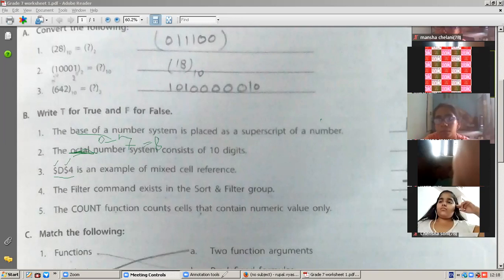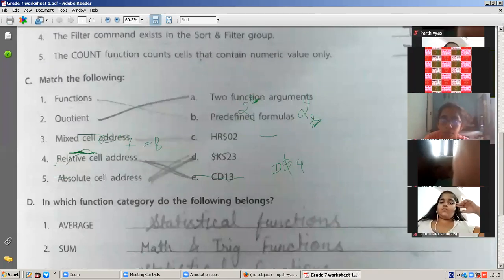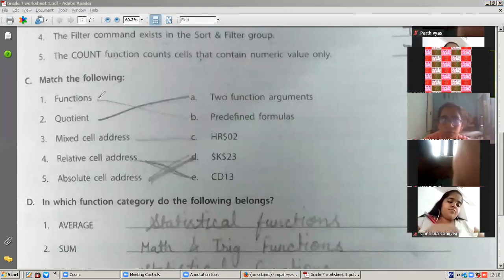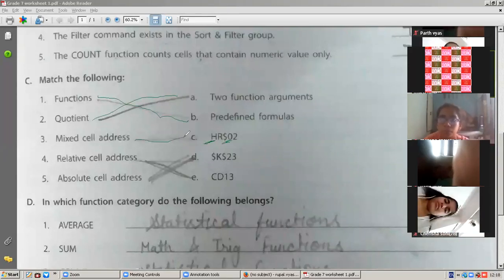After this, we have match the following. In this, what we have to do, the functions are the predefined formulas. The quotient is basically the two function arguments. Mixed cell address, as I told you, for one we don't have the dollar sign, and for the other one we have the dollar sign. That is the mixed cell address. So this is the answer.